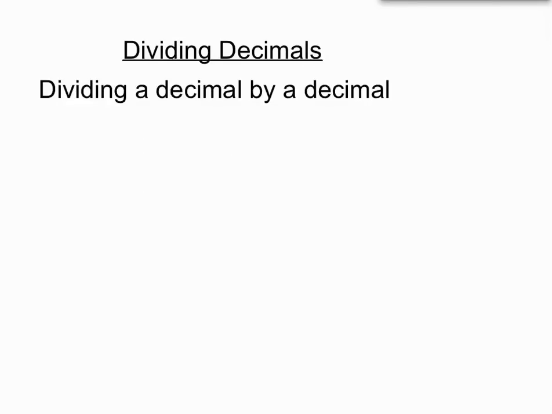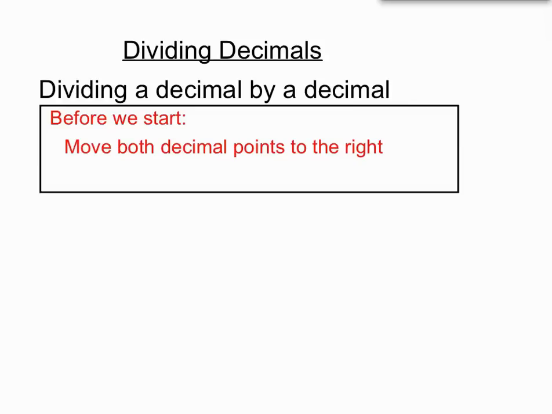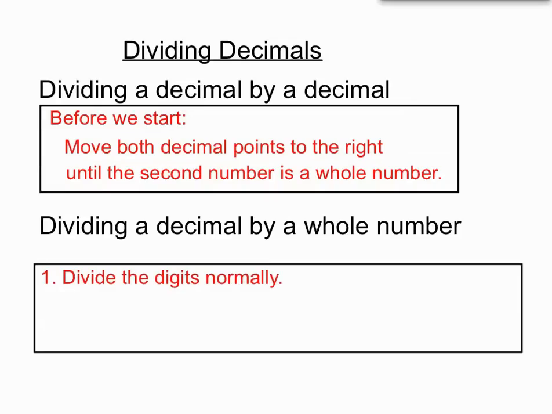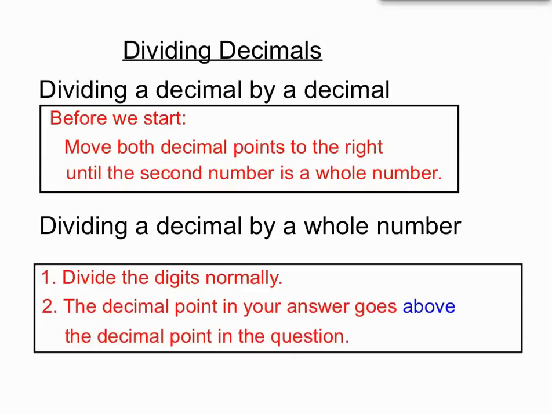Okay, so dividing decimals. Before we start, if we're dividing a decimal by a decimal, we move the decimal points across to the right in both of the numbers until the second number becomes a whole number. Then we've got our normal method of dividing a decimal by a whole number by dividing the digits normally and making sure our decimal point just goes above where it was in the question.